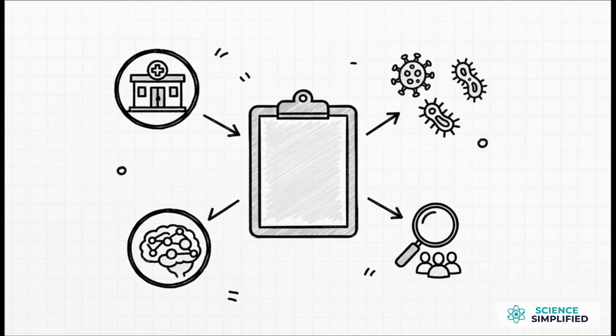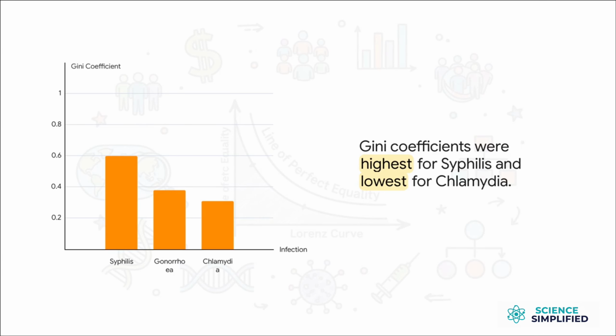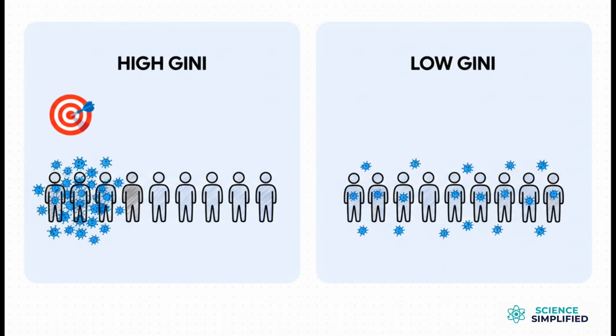Researchers crunched the numbers from thousands of clinic visits to map out these infection patterns. And what they found was a huge difference in how these diseases actually spread. You can see a clear pattern here. Syphilis and HIV were way more concentrated than chlamydia. So, high scores mean the infections are packed into a small group. Low scores mean they're spread out.